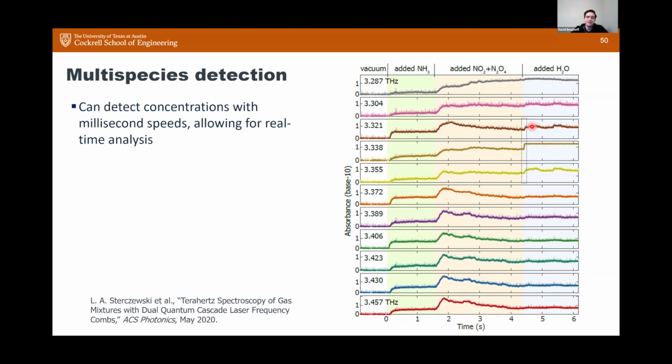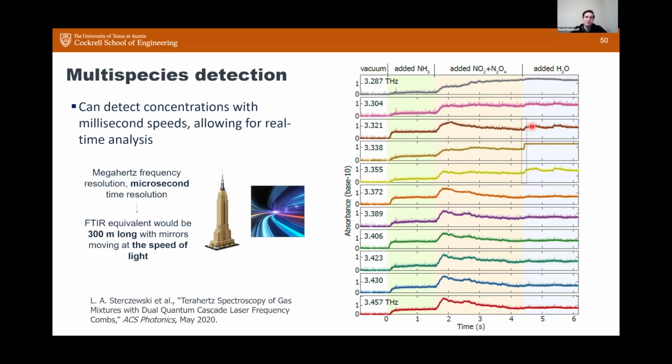But in terms of performance, these combs turn out to be, in some sense, equivalent to FTIR. They can give you exactly the same sensitivity if you have the same laser power source, or same brightness source, same bandwidth source. But of course, in general, combs have much greater brightness over their frequency span. And also, these dual comb systems are much faster. So you can quite easily with these dual comb systems get megahertz frequency resolution, microsecond sort of time resolution.